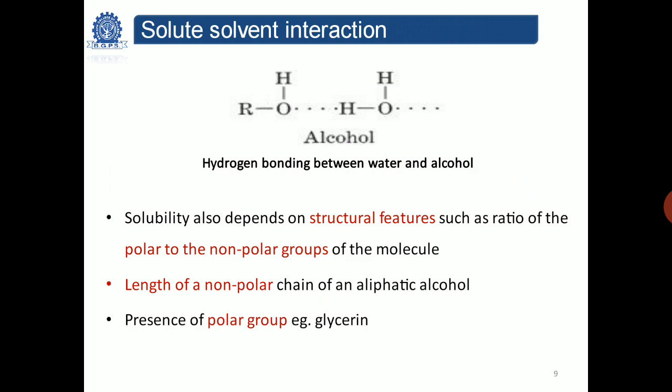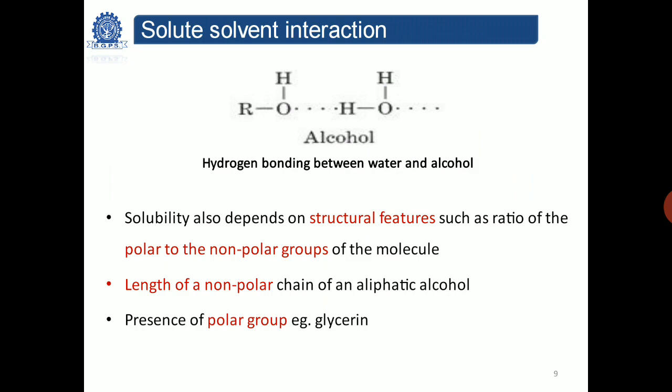That means the number of polar groups in a given drug substance should be more, so that it will be easily soluble in the polar solvent. So this structural feature, that is the ratio of polar to non-polar groups, is also important for solubility. As the ratio of polar to non-polar groups increases, there is a corresponding increase in solubility also. So this is also one of the important considerations for the solubility of a drug in water, or the solubility of a polar solute in a polar solvent.